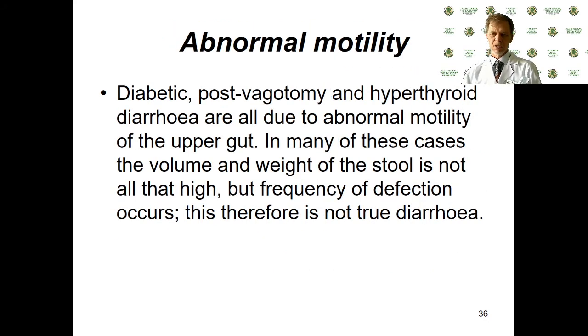Abnormal motility, diabetic, post-vagotomy, and hyperthyroid diarrhea are all due to abnormal motility of the upper gut. In many of these cases, the volume and weight of stool is not all that high, but frequency of defecation increases, and there is no true diarrhea.